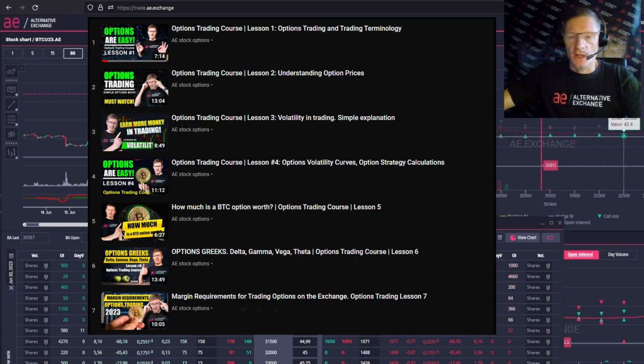In the first lesson, we got acquainted with the terminology of options trading. We learned what volatility is. We learned what volatility curves are. I explained how to do options award calculations. A very important topic was what are option Greeks. Remember, delta, gamma, vega, theta. We need to know about the Greeks because we will be using them in the future analysis of option strategies.